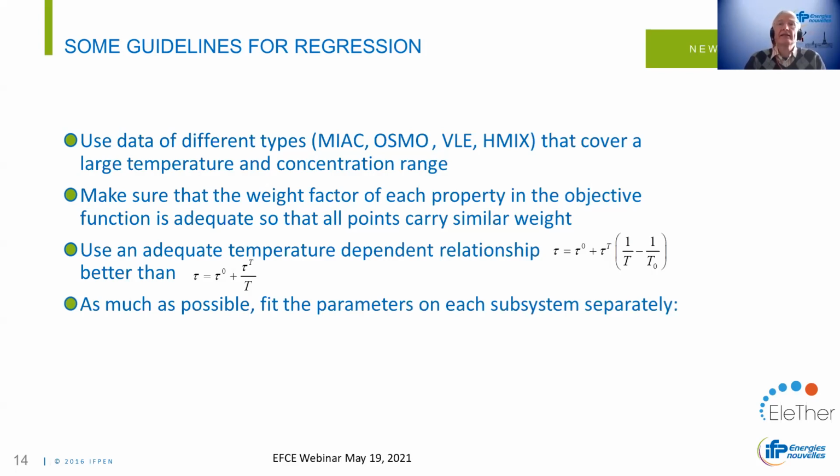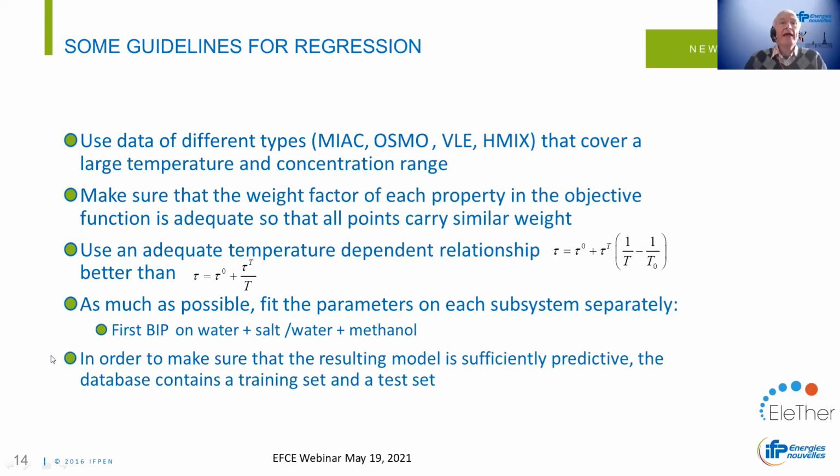Next guideline is that we try, as much as possible, to fit the parameters subsequently on each subsystem. That means that, for example, in this case, water-salt and water-methanol have been fitted separately on water-salt data and water-methanol data, so in order to keep ourselves as much as possible on our focus, which is the methanol-salt problem. And finally, in order to make sure that the resulting model is predictive, we try to distinguish a training set and a test set.